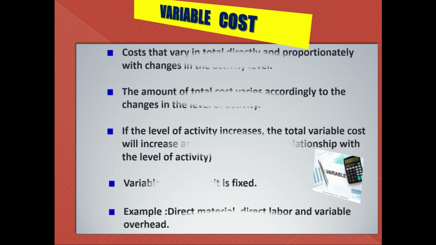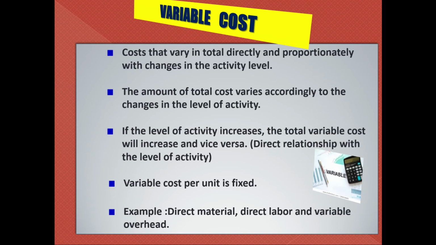What are variable costs? Costs that vary in total directly and proportionately with changes in the activity level. The amount of total cost varies according to the changes in the level of activity. If the level of activity increases, the total variable cost will increase and vice versa, a direct relationship with the level of activity. Variable cost per unit is fixed. Examples: direct material, direct labor and variable overhead.